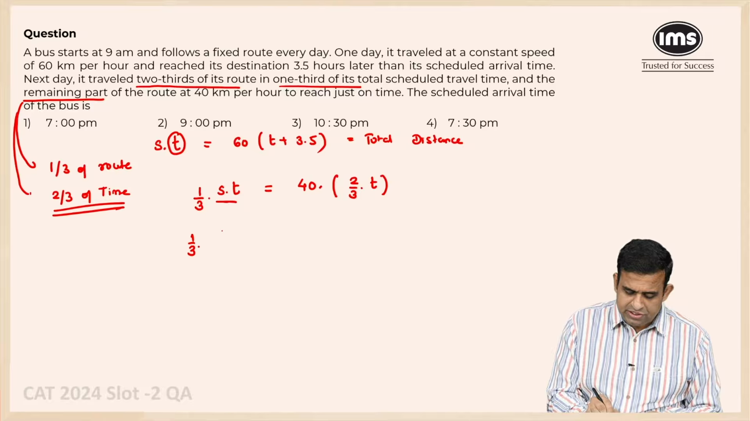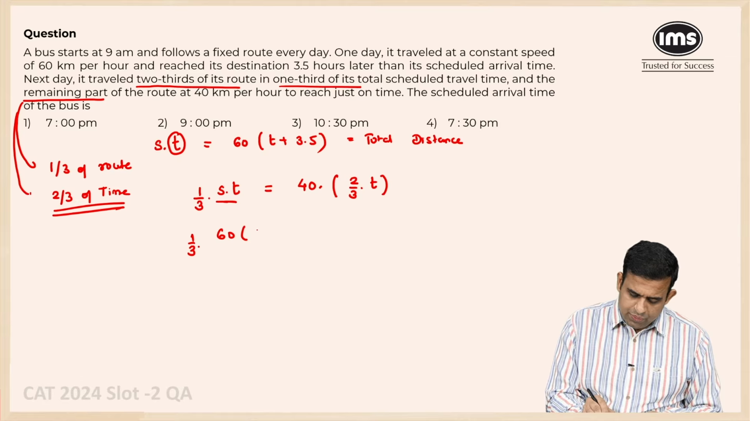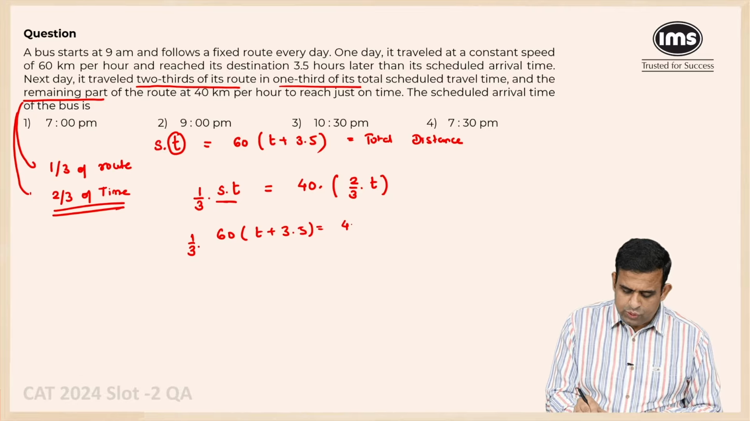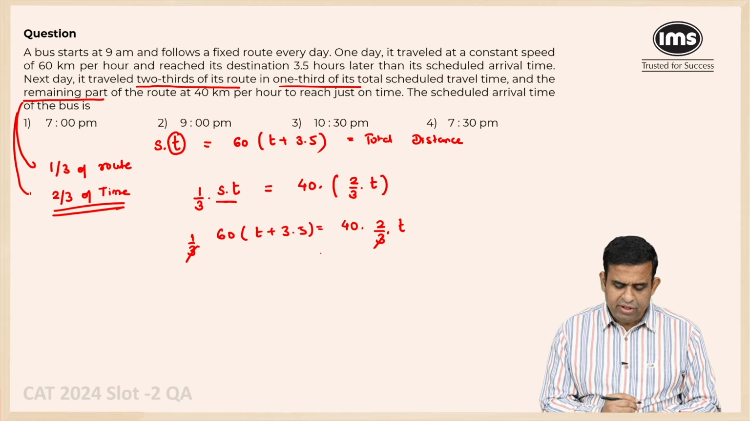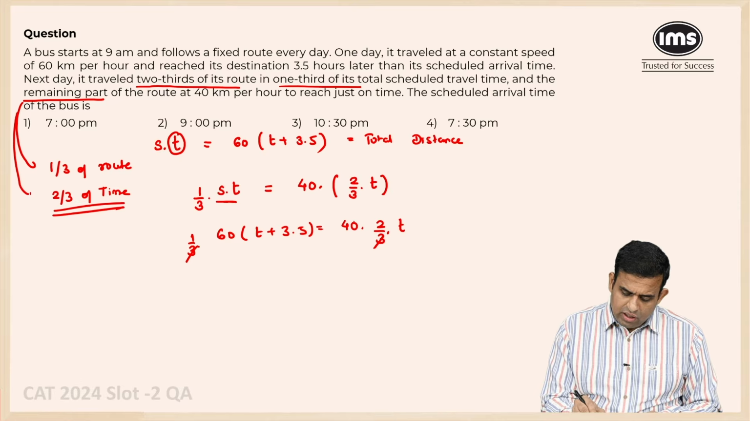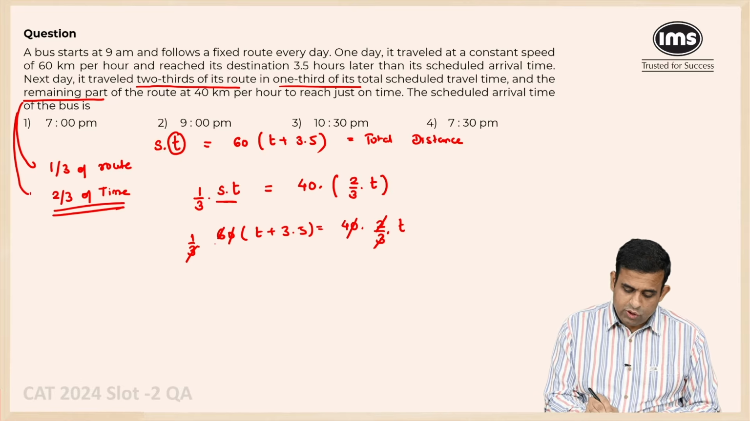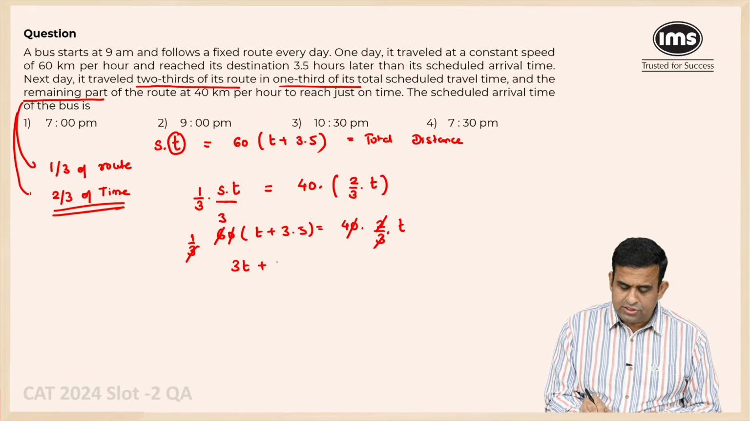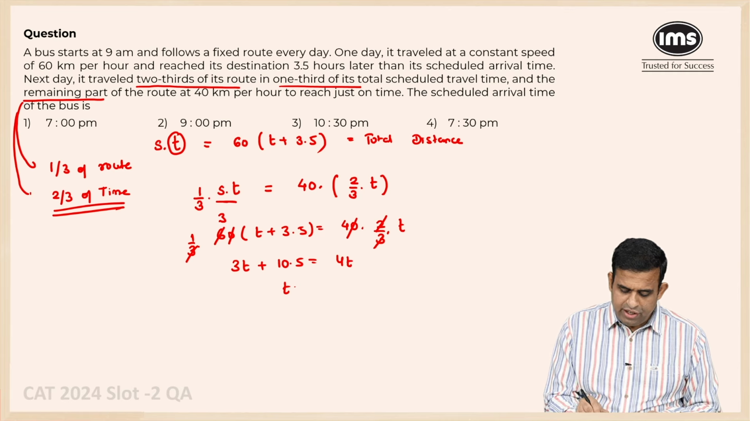So 1/3 of 60 into t plus 3.5 is equal to 40 into 2/3 of t. This 3 and 3 will get cancelled out. This 0 and 0 can also be cancelled out. 2, this is going to be equal to 3. So now I can say 3t plus 10.5 is equal to 4t, or t becomes equal to 10.5.